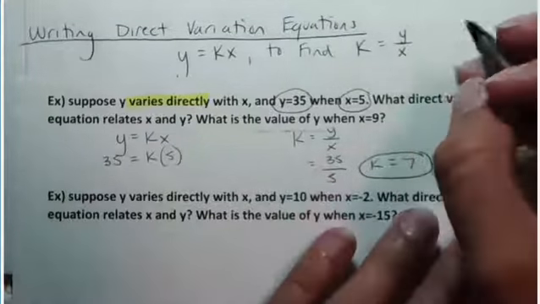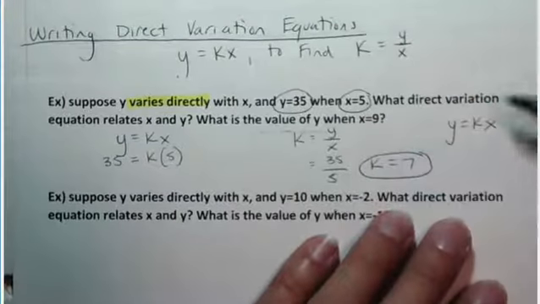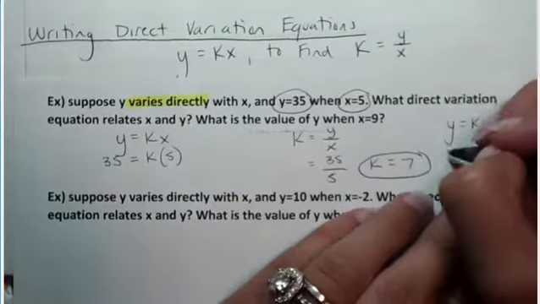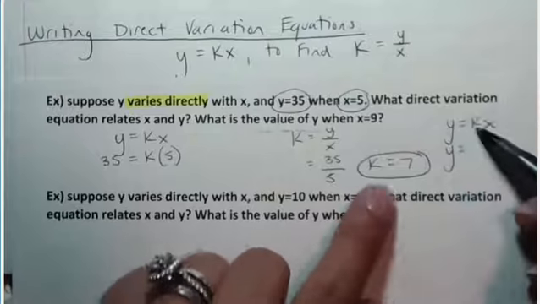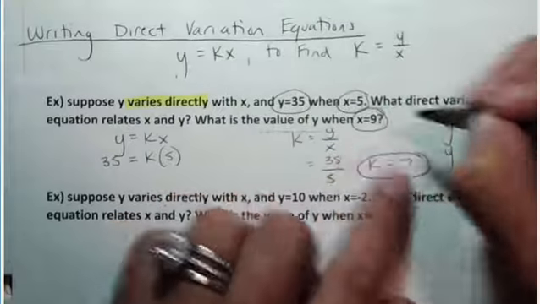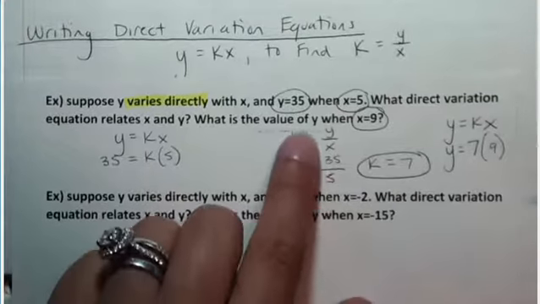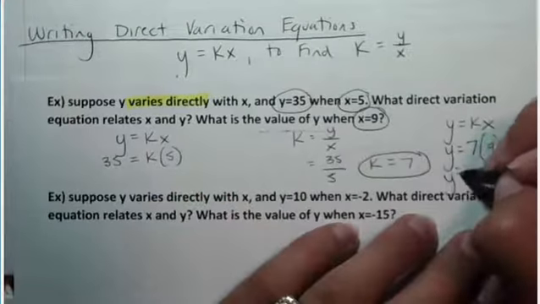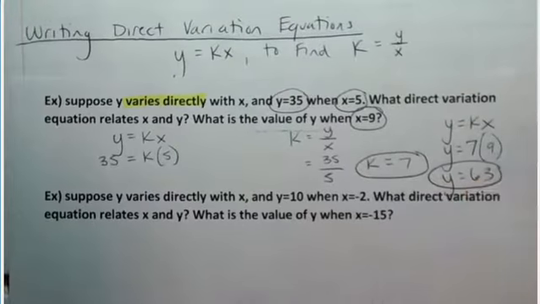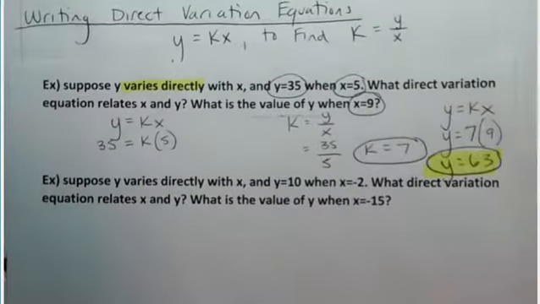Well, if we want to find the value of y when x is 9, let's write down our formula. Y is equal to kx. Do I know the y? What is the value of y? No, that's what I'm trying to find. Do I know the k? Yes, I just found it out, which was 7. And they want me to use 9 for the x. So again, what is the value of y when x is 9? Well, if I solve this, 7 times 9 is 63. So I solved that by doing a lot of steps. Let's try another one.